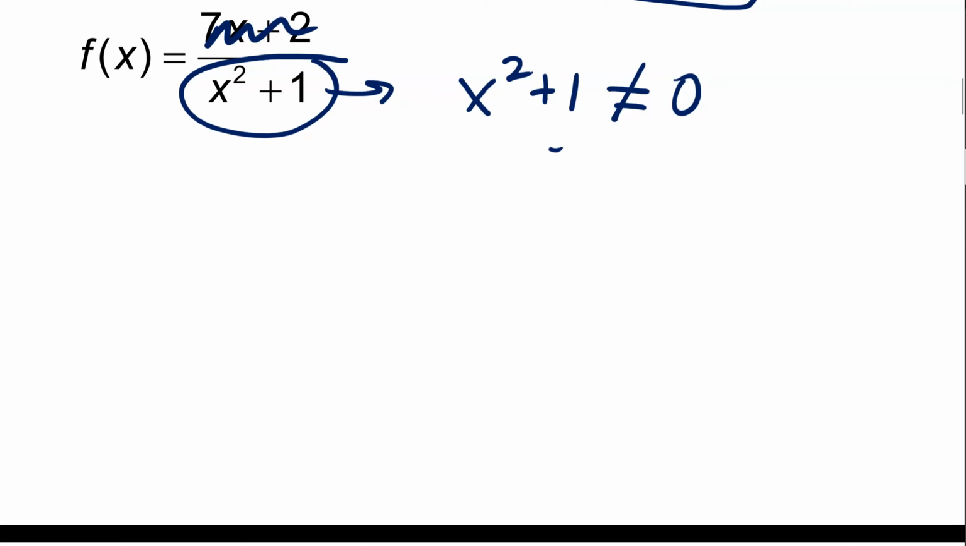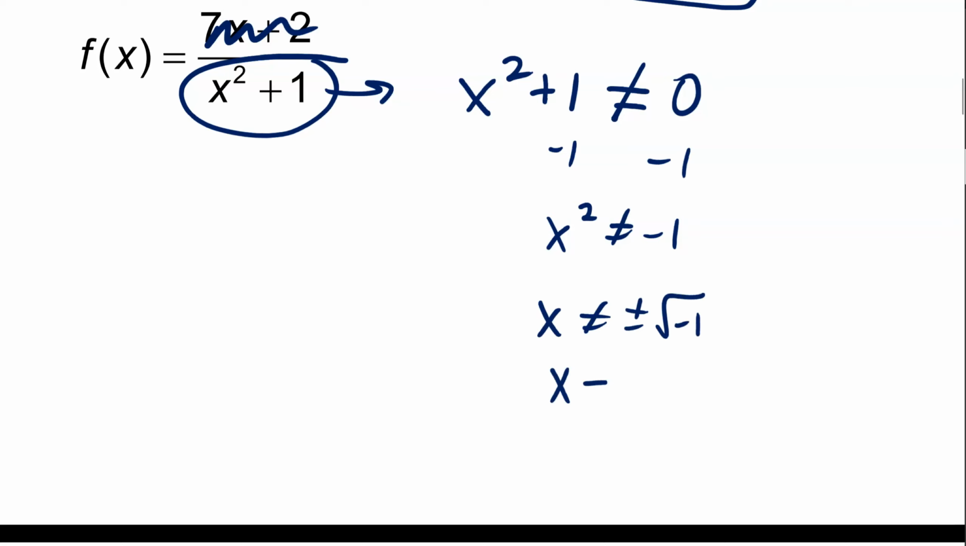So I have x squared cannot equal negative 1. So x cannot equal plus or minus the square root of negative 1. Wait, all that means is x cannot be i or negative i. It can't be an imaginary number. But we here care about real numbers.